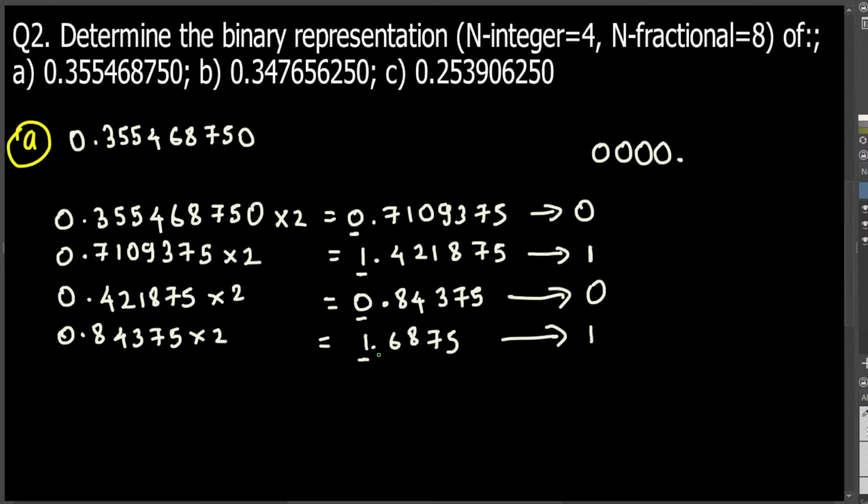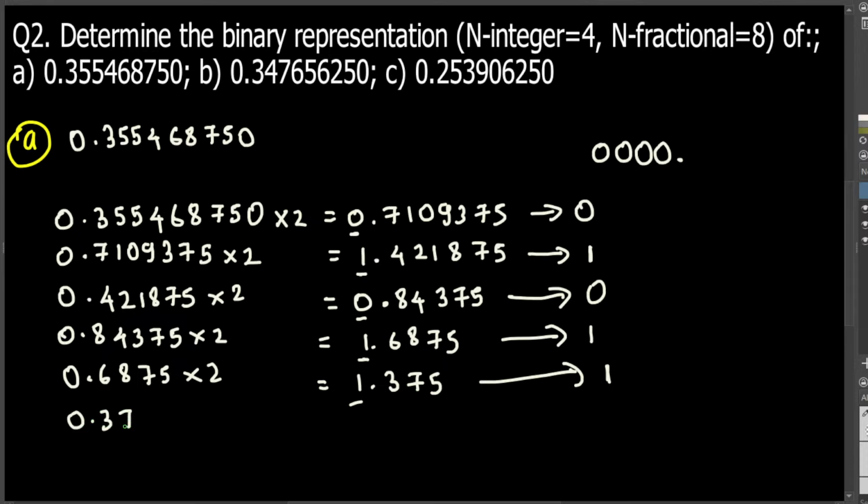Then we only take the value that's after the decimal point, that is 0.6875 in this case, and multiply that one by 2, that gives us 1.375, and here we have 1, so that one comes here. And then the value after the decimal point is 0.375, multiply by 2, and that gives us 0.75, and that is 0 right here, so that one comes here.